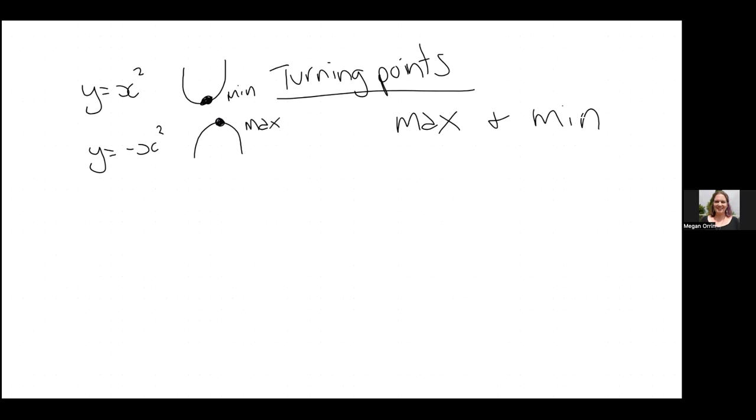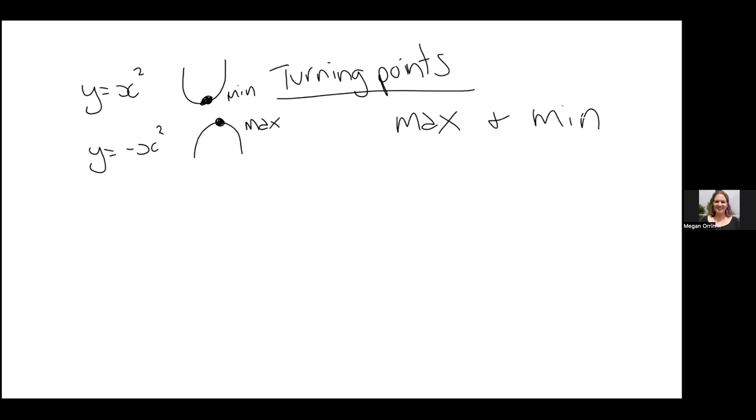Make sense? So sometimes you will be asked, does this graph have a max or a min turning point? And you need to be able to tell me which one. There is no need for you to draw it. You should just be able to tell from the equation. If it's a positive x squared term, it will be a minimum turning point. If it's a negative x squared term, it will be a maximum turning point because that's the shape. It doesn't matter where it is. You should know that by whether it's positive or negative.